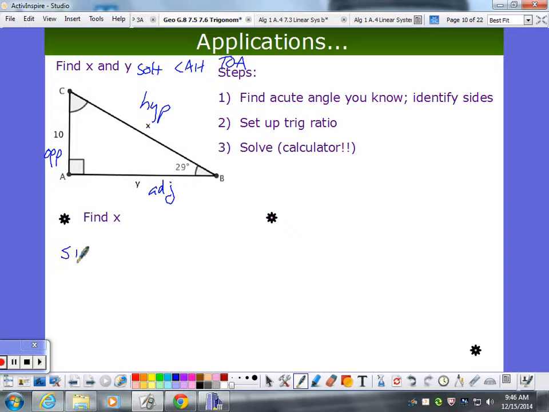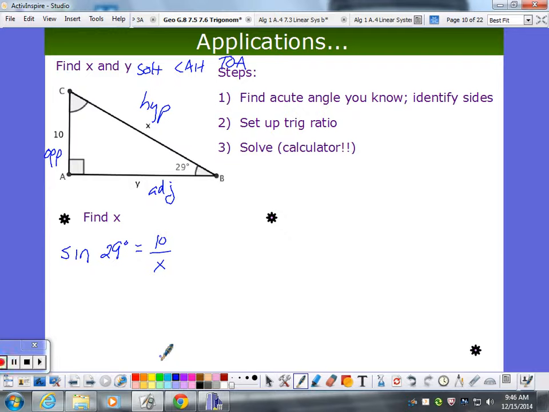Sine. So sine of this angle, 29 degrees, is going to be opposite over hypotenuse, 10 over x. So step 1, setting up that trig ratio. I think we got it. Now we have to solve it. And look, the x is on the bottom.